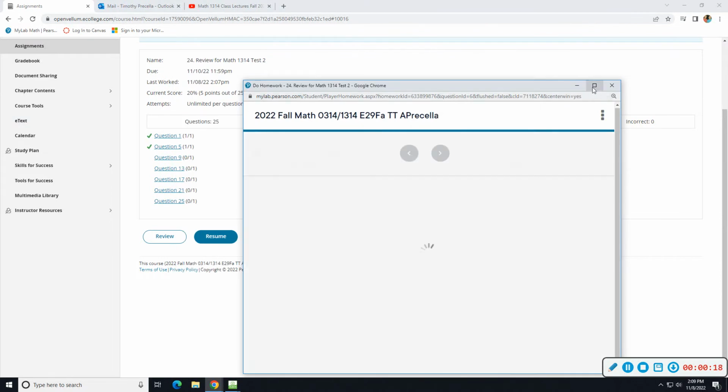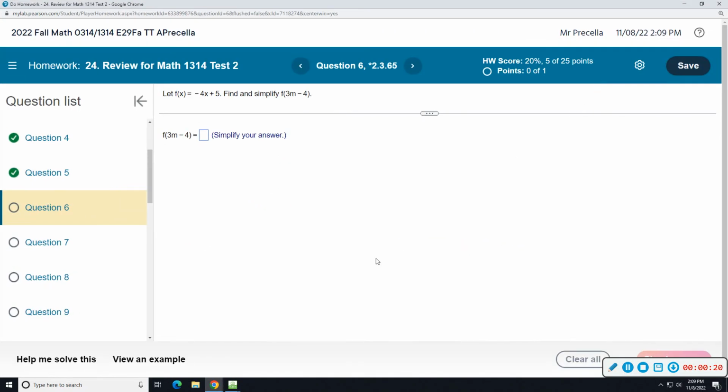Let me see what it says. It's a problem involving function notation. So let me write the problem down, then I'll switch over. Let f of x equal, it's a linear function, negative 4x plus 5.